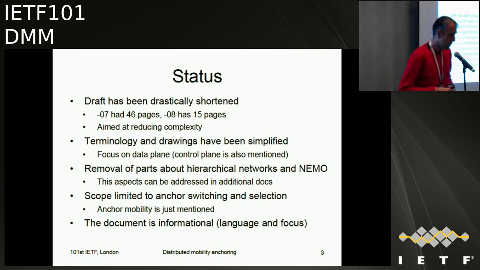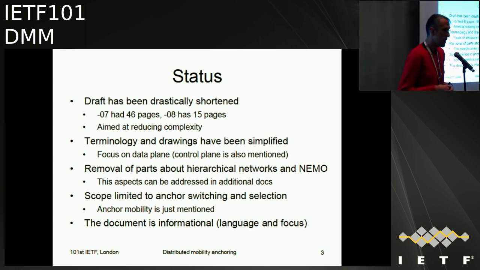As Sri mentioned, version 7 had 46 pages, and we drastically shortened the document because we believe that was one of the main messages from the working group: the document is too long, too complex, and we need to make it shorter and more understandable. So now version 8 has 15 pages. Of course, as part of the process, there are still some inconsistencies that we need to fix. So version 8 is not meant by any means to be ready yet, but we wanted to have a version available for the working group to let us know if this is on the right track or not.